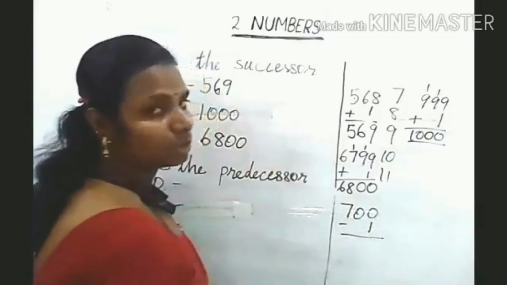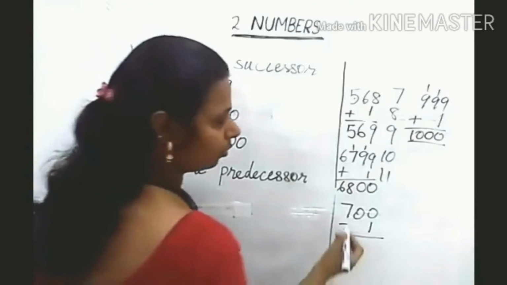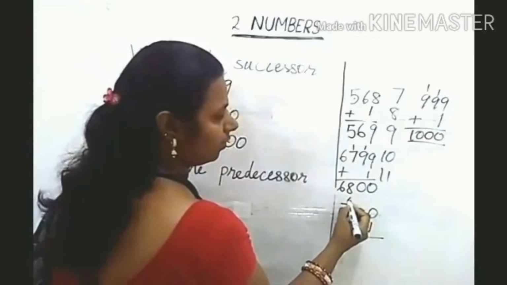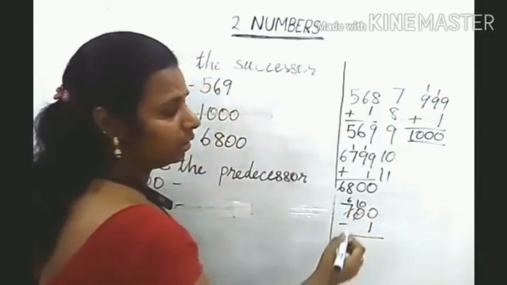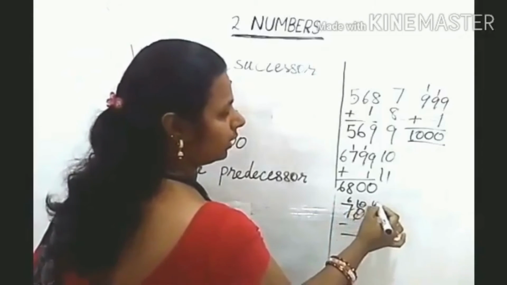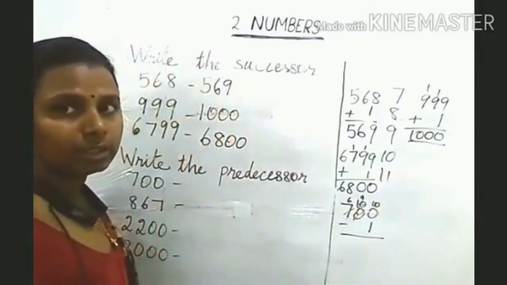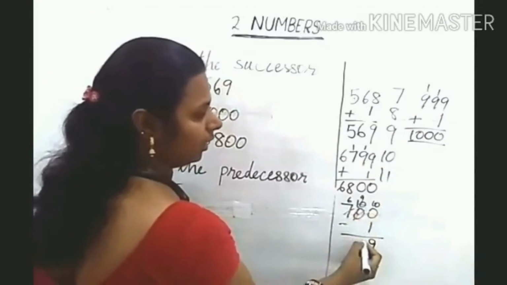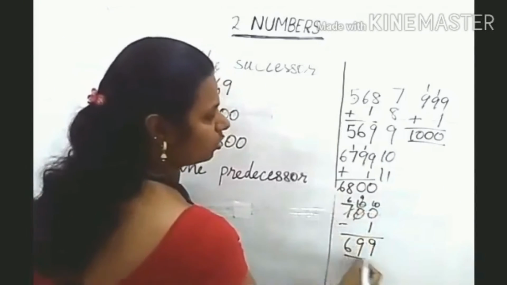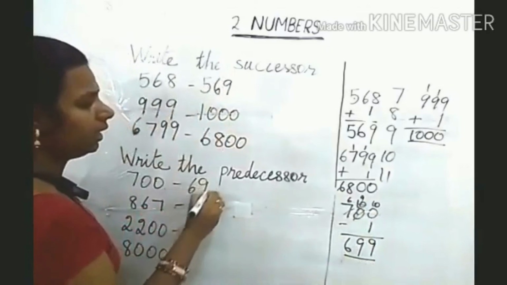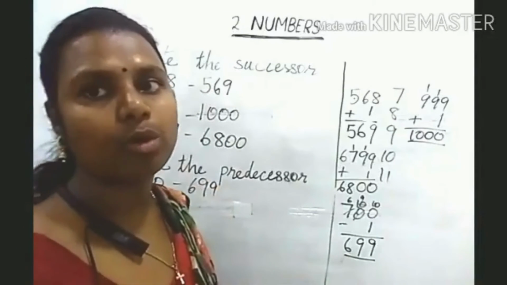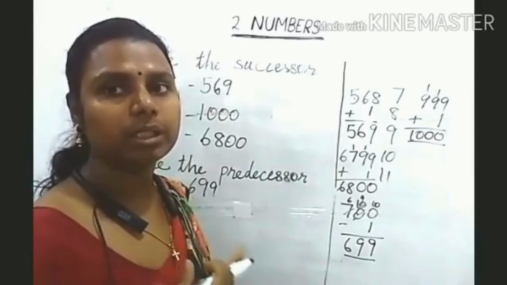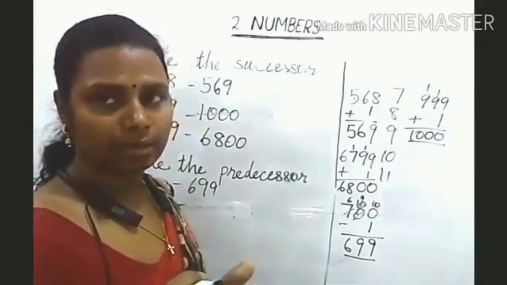So 0 minus 1 we cannot do. We have to borrow. You know that. So here also 0. So shall we borrow from here? It will become 6 and it is 10. So now again it is going to be 9. Isn't it so? You borrow like this. So 10 minus 1 is 9, 9, 6. So 699 is the predecessor of 700.